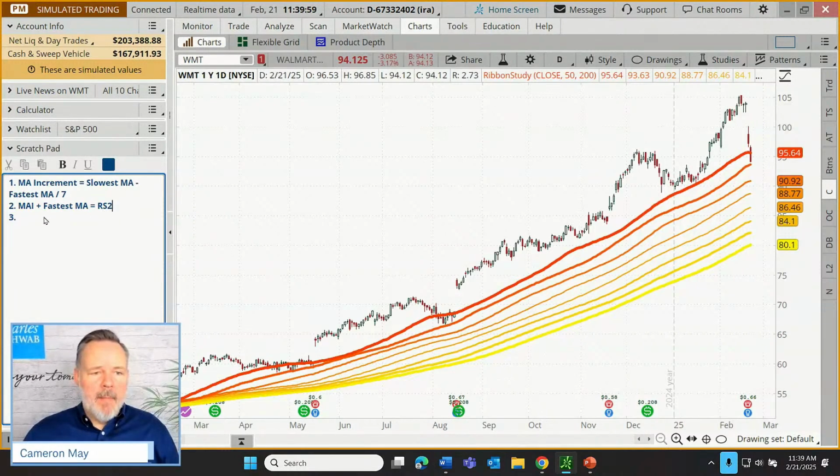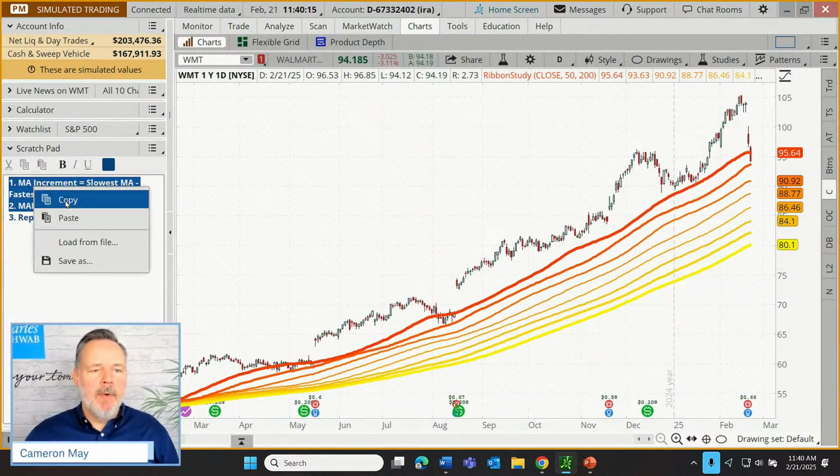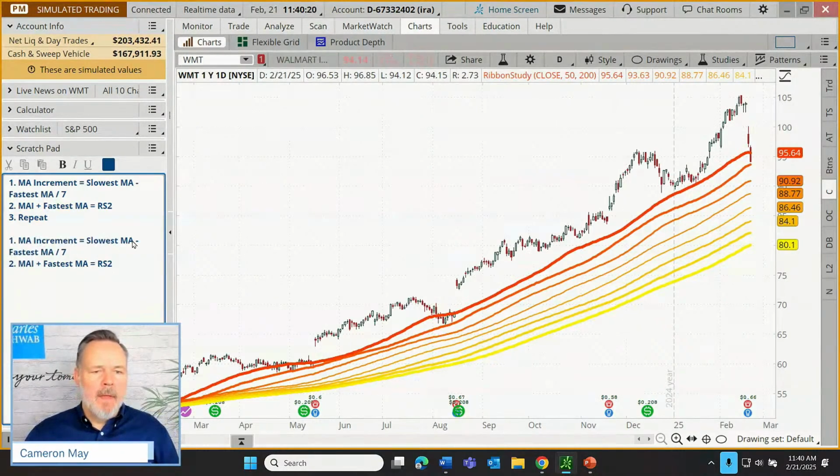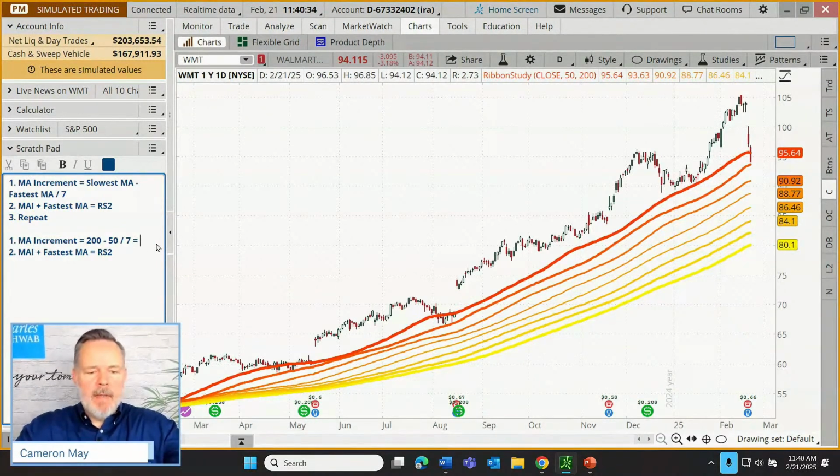In other words, our ribbon study number 2. And then we just continue with that to calculate the rest. So I know that sounds like a lot, but if we were to implement this, let's just copy this equation, paste it right down here. Our slowest moving average is 200. Fastest moving average is going to be 50. 200 minus 50 divided by 7 is, in this case, 21.43.